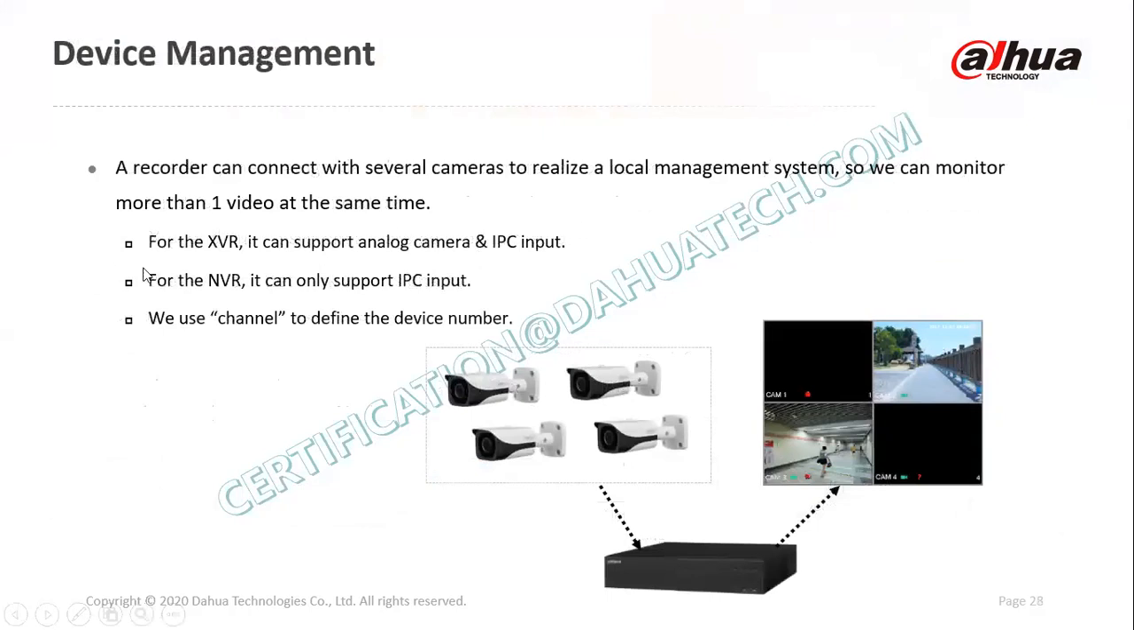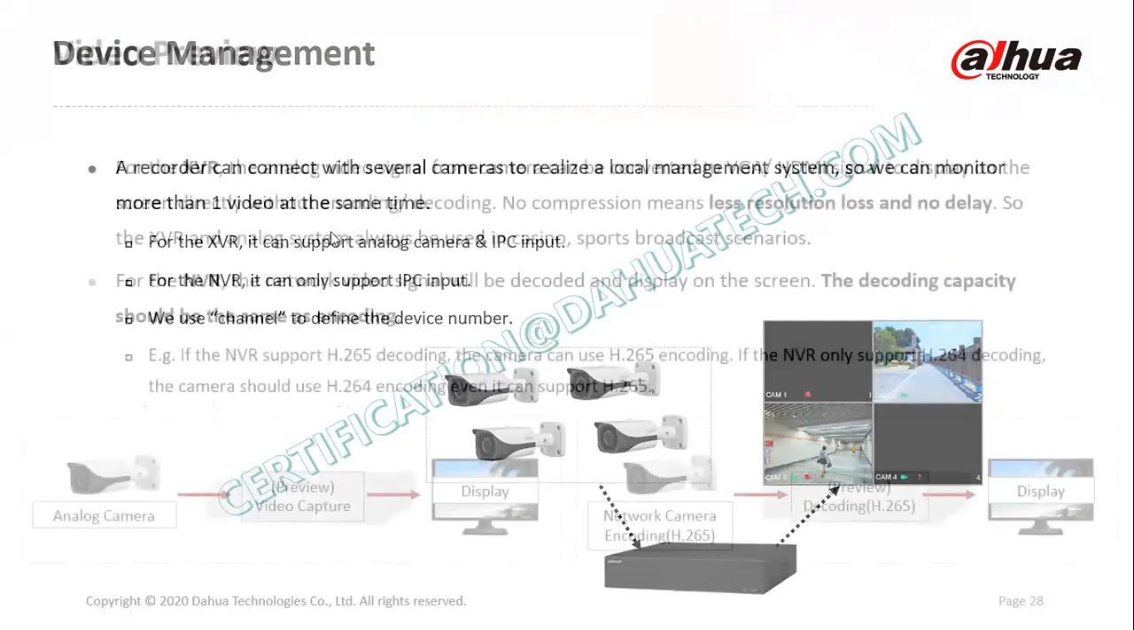So just basic information. The recorder can connect to several cameras. NVR only supports IP cameras. XVR can support analog and IP cameras. So when we say what is a channel, a channel means the device number. So for this case, we have 1, 2, 3, 4 channels. But how many channels are active? 1, 2, camera 3 and camera 2.